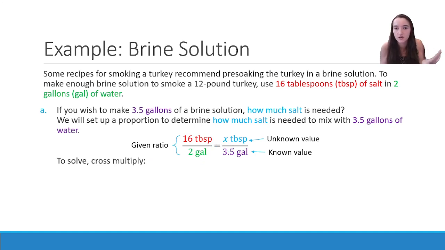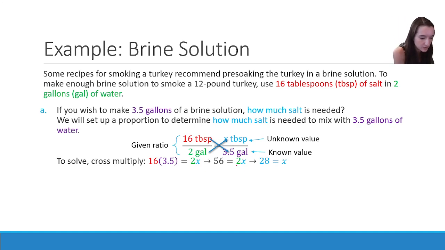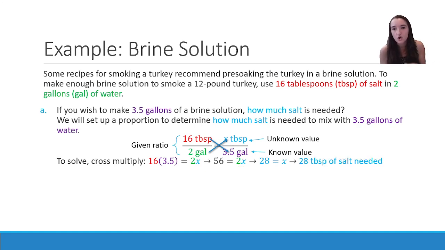Okay? And notice that I replaced my question mark with an x here so that I have a variable to work with. But that's all the x means. This is just our question mark in the problem. Okay, so cross multiply. Now simplify that. 56 equals 2x. To solve for x, I divide by 2, right? I want to get rid of this 2, so I divide both sides by 2, and I get x is 28. So in other words, we don't just end it there. We don't just say 28. No, we want units. Always use your units when it's relevant. 28 tablespoons of salt.